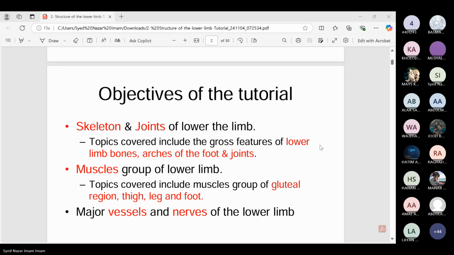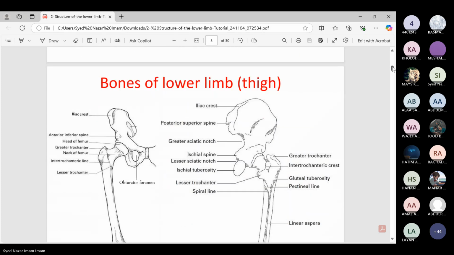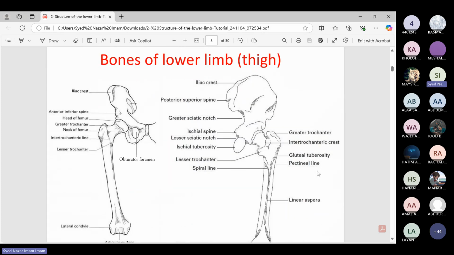Okay, fine. As I told you, the major objective is to know about the different muscle groups of the lower limb, and for that we have to know about the bones of the lower limb.